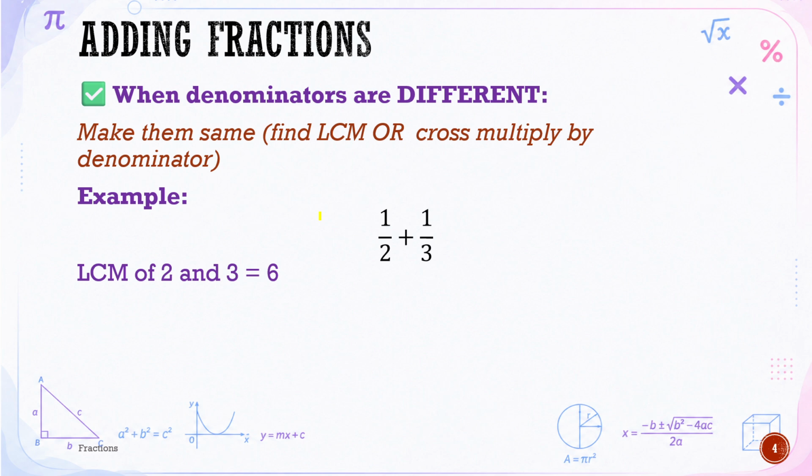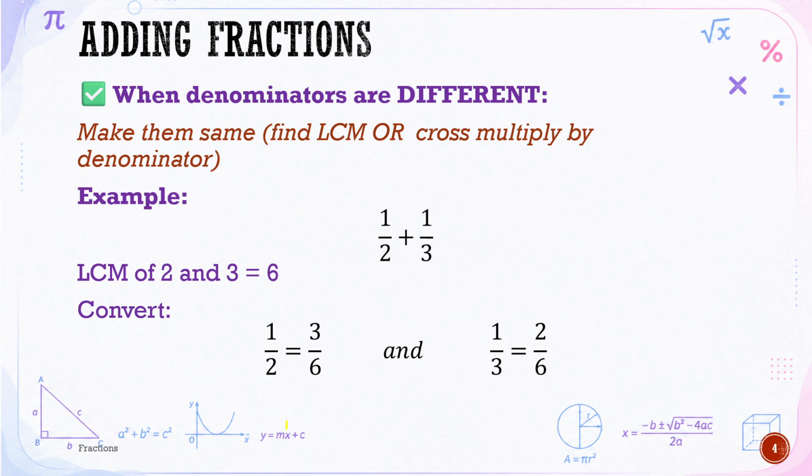You have 1 by 2 to be added with 1 by 3. Now the first thing to look at is denominator. The denominators are different. So what we are supposed to do? We are supposed to make them same. Let's take a look at first using the LCM method. So you have to identify a lowest common multiple for 2 and 3, right? So the lowest common multiple of 2 and 3 is 6. The LCM of 2 and 3 is 6.